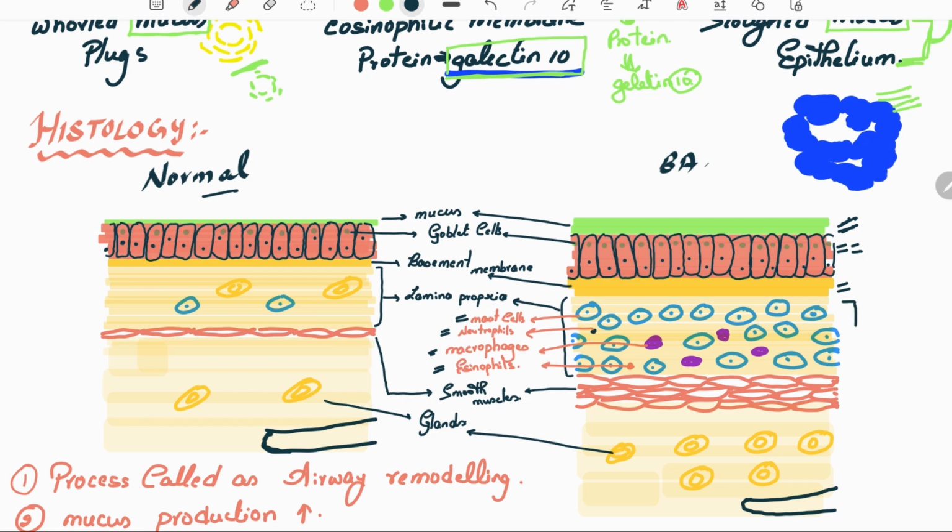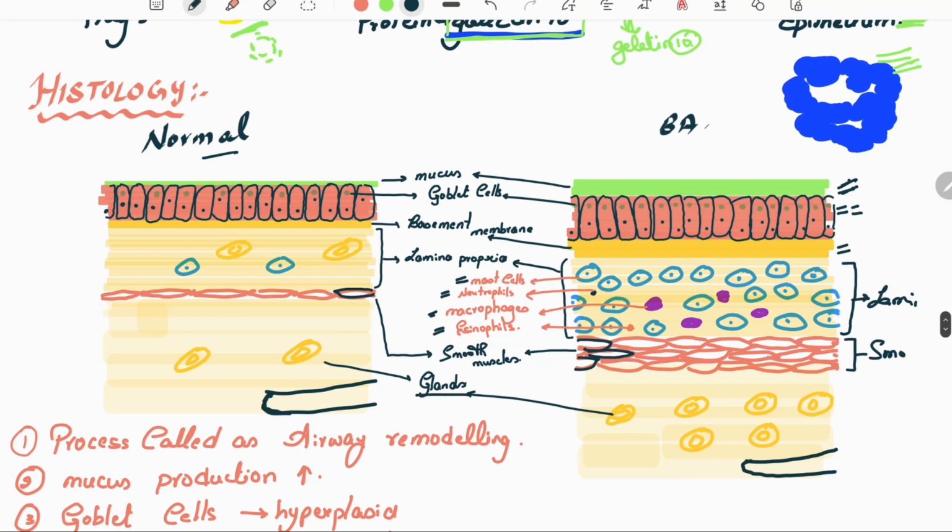So all the inflammatory cells come and occupy the lamina propria, and then we can observe an increase in the smooth muscle. Here there is only one layer of smooth muscle, but here there are many layers of smooth muscle. And if you come down, we can observe an increase in the number of glands. This is the cartilage, and here we can observe the number of glands increased in bronchial asthma.